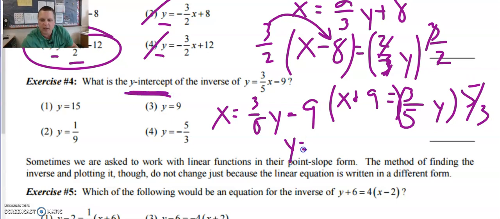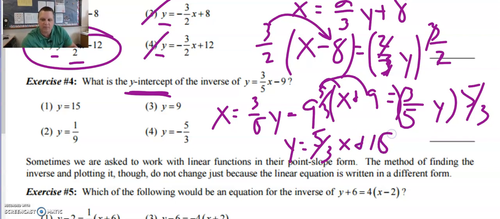So we have y equals 5/3 x. And then this side here was multiplied, see the 5/3. So it went to the x and the 9. So then we have 5/3 times 9, which gives me 15. So the y-intercept is 15.